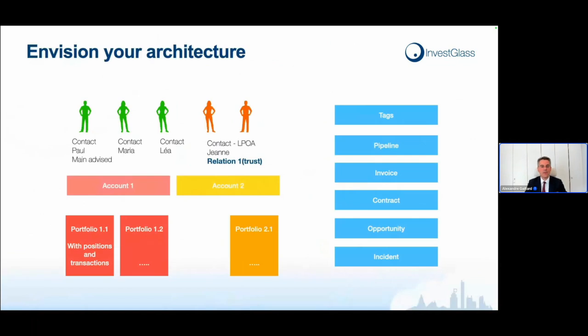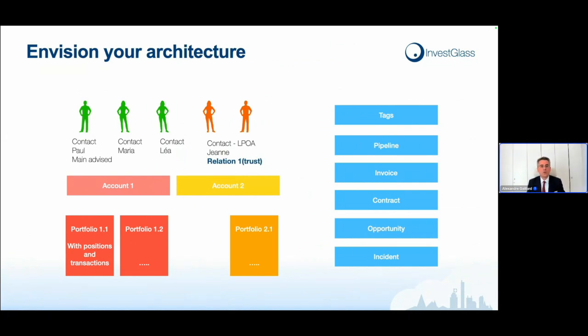To tailor your CRM, first, you need to envision what the structure of your data is. We have different objects with InvestGlass. We have contacts: Paul, Maria, Leah. Those contacts can be regrouped in a family that we call a relation. A relation can also be a company, or a trust. It's basically a collection of contacts. On top of it, usually we have accounts, which can be connected to your accounting software, but also to your portfolio management tool. And therefore, those portfolios will then be connected to those accounts.